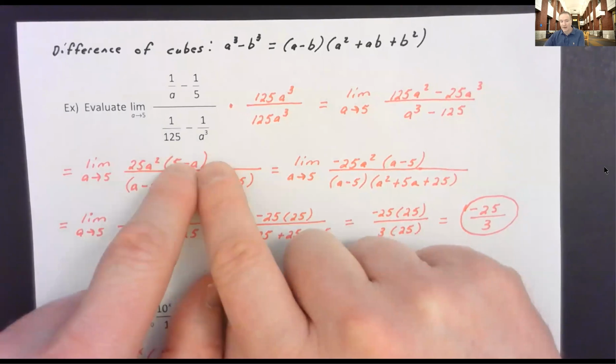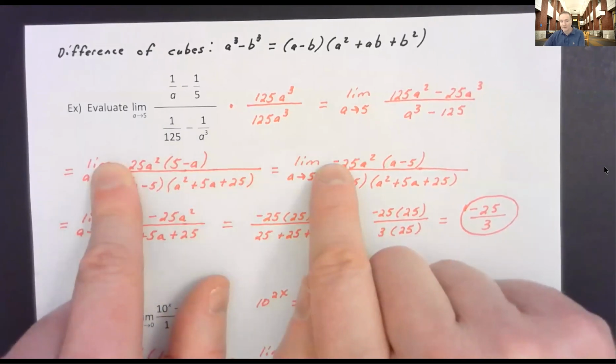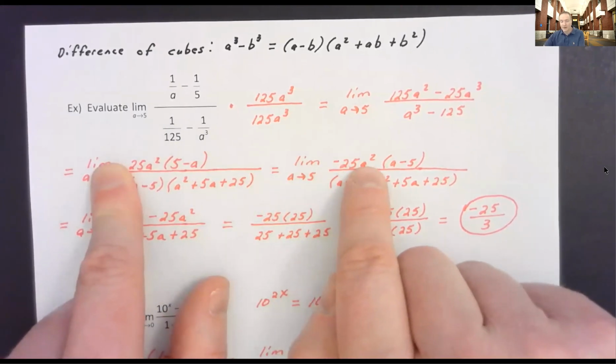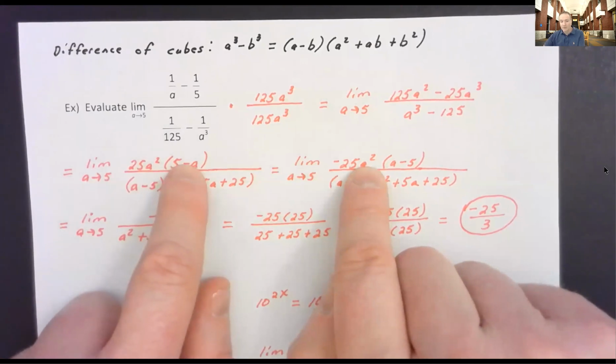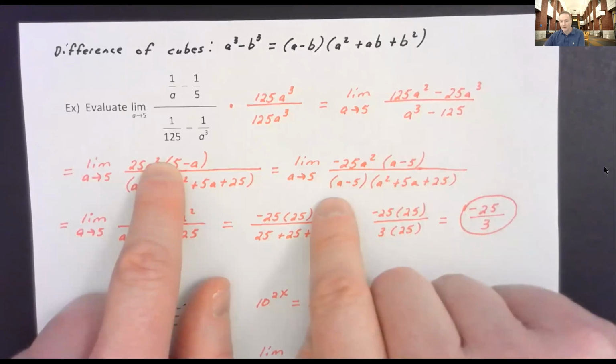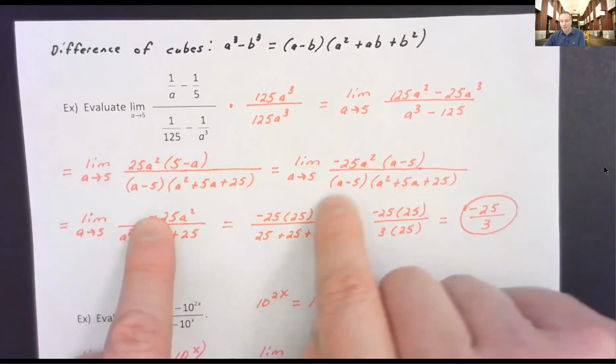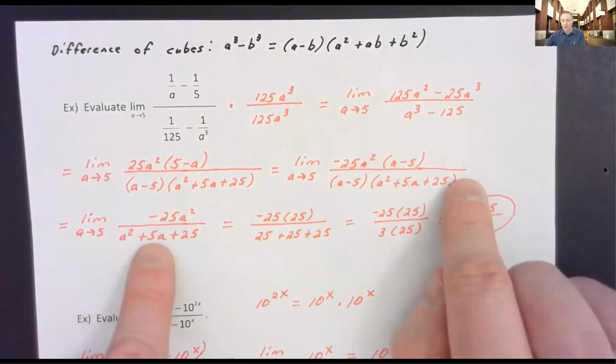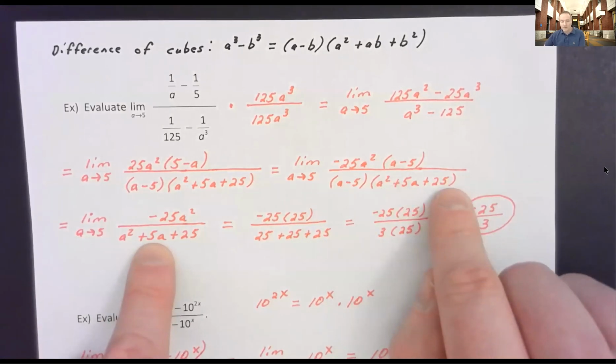I can do that by factoring a negative out. That's why this negative comes out in front of the 25a squared. And then this group's going to become positive a minus 5. Those groups of a minus 5 cancel. And I have my negative 25a squared over my trinomial in the denominator with respect to a.